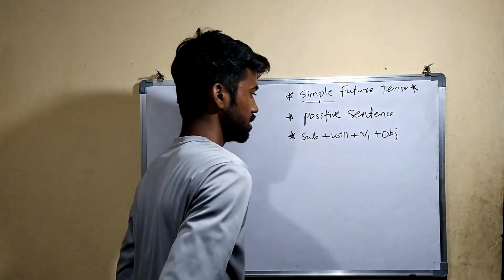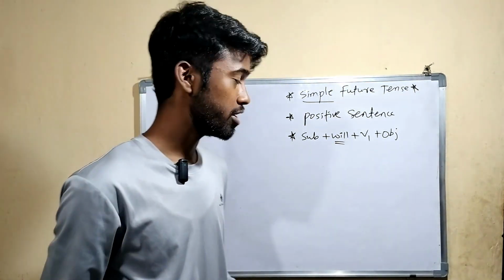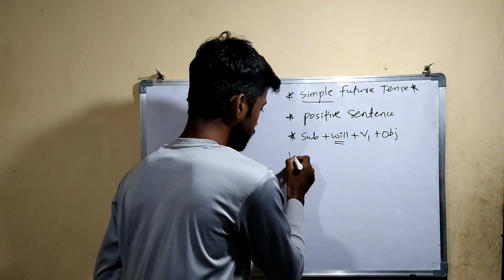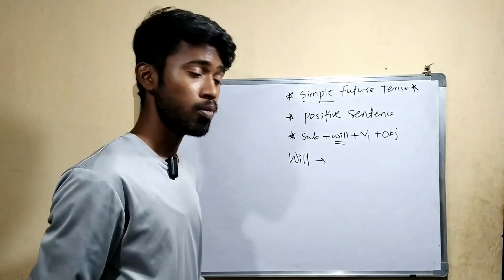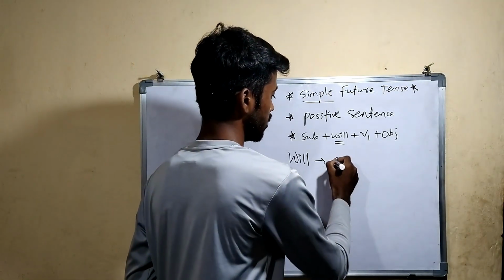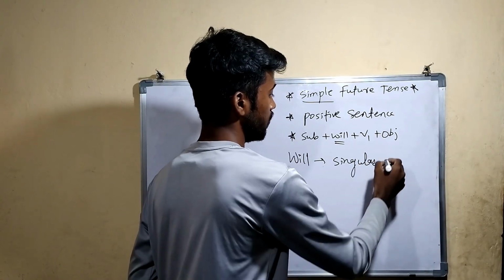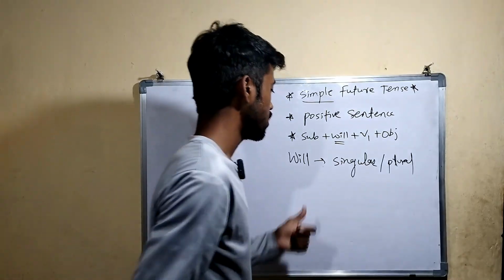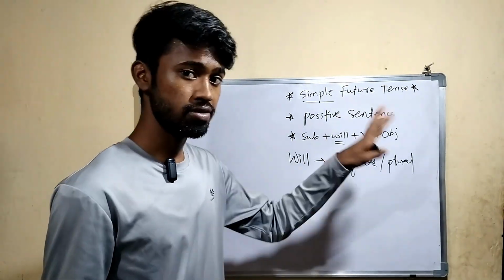So what is the new part here? That is will. What is will? Will is a modal helping verb, right? We already discussed it in our first video. It is a modal helping verb, or you can say a modal. Now see, with singular and plural subjects we use only one helping verb for both. For singular and plural subjects we use will in the simple future tense.